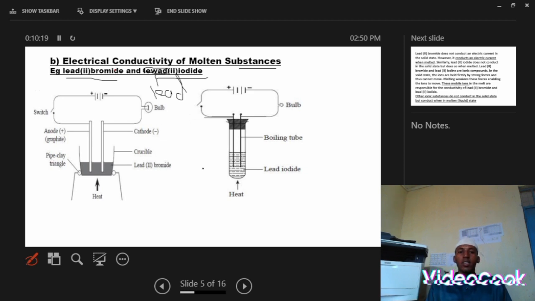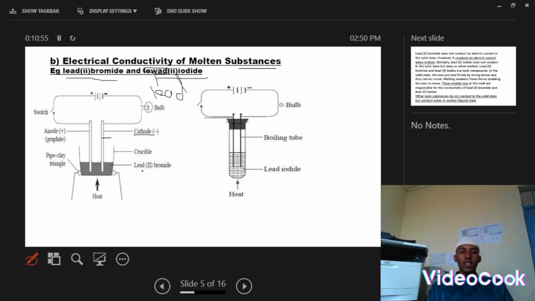These two substances conduct heat and electricity when they are in molten form, but when they are in solid form, they do not conduct because the ions are fixed in one position by strong forces. Ions are not free, but when melted, the ions become free and they start conducting heat and electricity. The electrode that connects to the negative terminal of the battery is called the cathode. The electrode that connects to the positive terminal of the battery is called the anode.